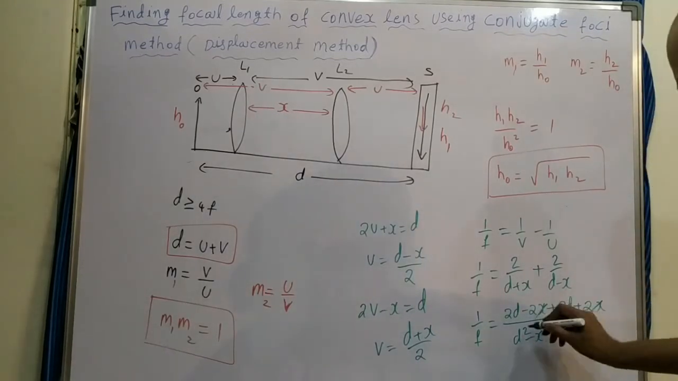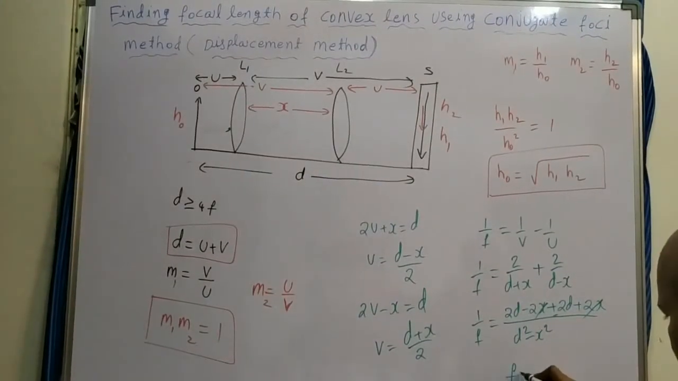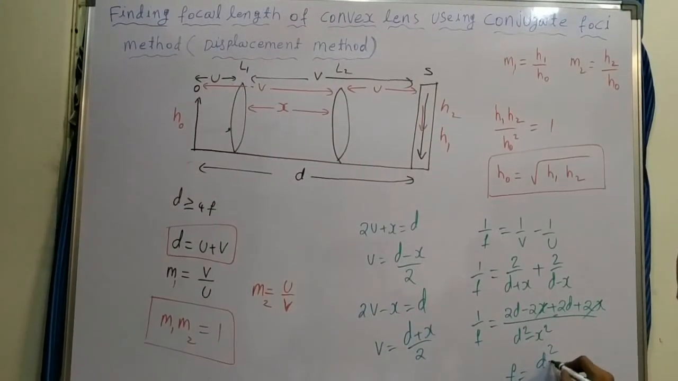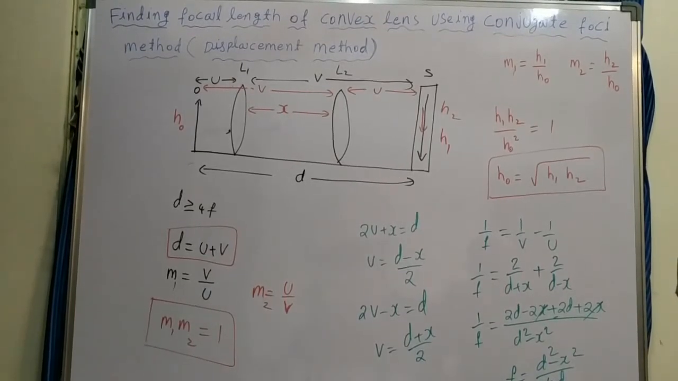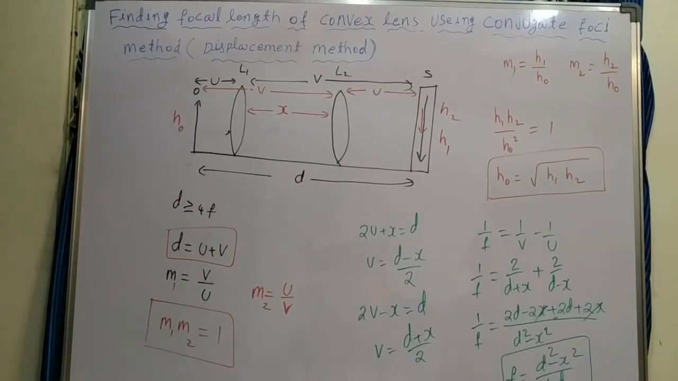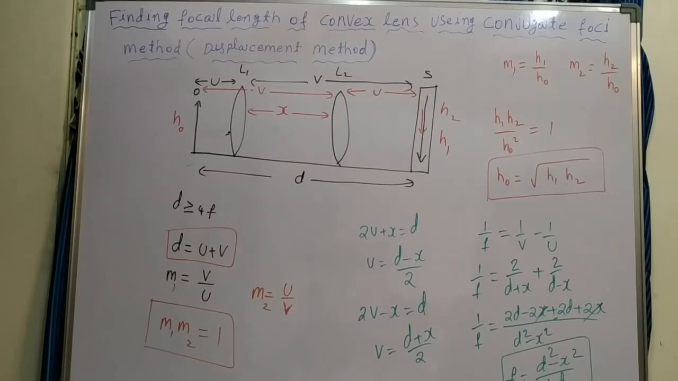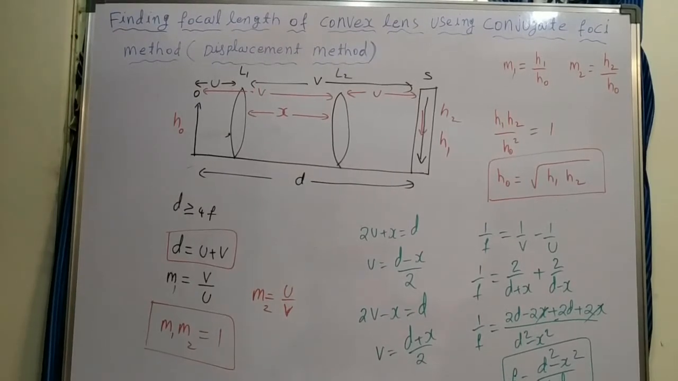So these x terms get cancelled, and what do we get for the focal length? f is equal to, if you do the reciprocal, (d square minus x square) by 4d. D is the distance between the object and screen. X is the difference in the displacement of the lens in two different positions, or how much distance it is displaced to form two clear images.